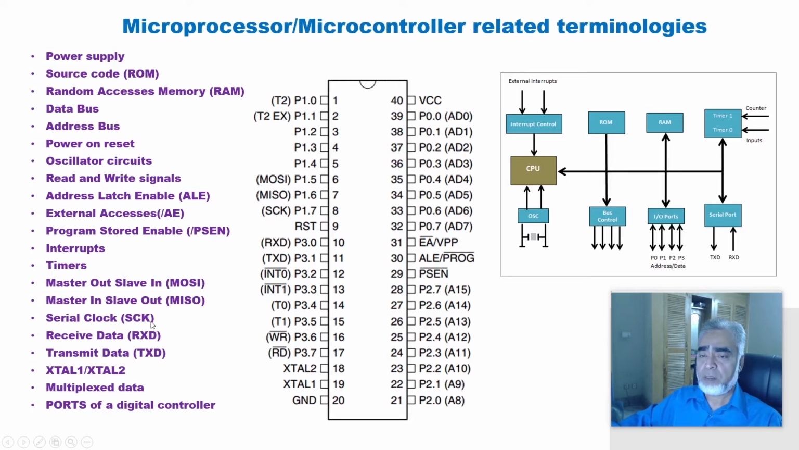Serial clock, receive data, that is RxD, TXD, transmit data for UART. Here we can find we have TXD and RxD pins. Here we have 3.0 and 3.1 as RxD and TXD. Multiplex data, here we can see the multiplex data on port 0, that is address and data. Ports of digital controller, here we can see ports of digital controller. So these are the basic terminologies related to the microcontroller and microprocessor based circuits.